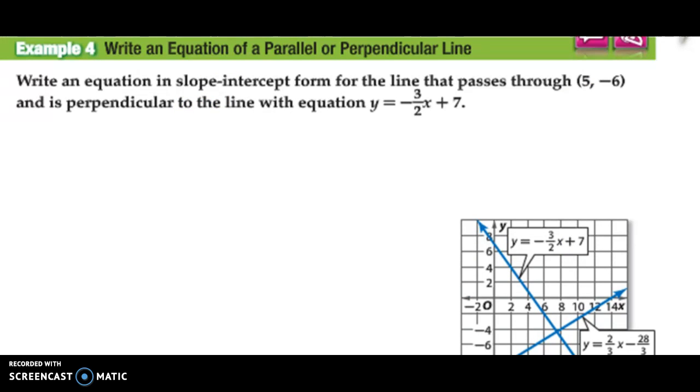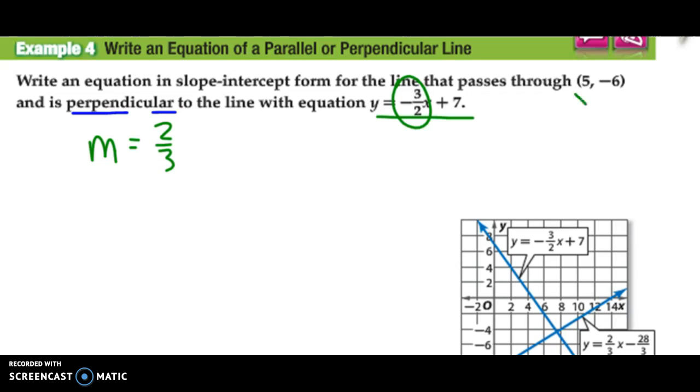So if I look at example 4 here, it says, write an equation in slope-intercept form of a line that passes through 5, negative 6, and is perpendicular to the line with this equation, y equals negative 3 halves x plus 7. So the first thing I'm going to do is say, okay, this is perpendicular, which means my slope has to be the opposite reciprocal of this one right here. Since the slope is negative 3 halves, the slope of my perpendicular line is going to be opposite, which would mean positive, and reciprocal would be 2/3. So the slope of my new line is 2/3.